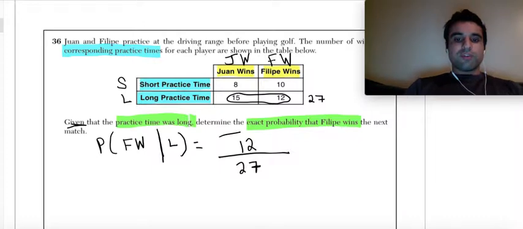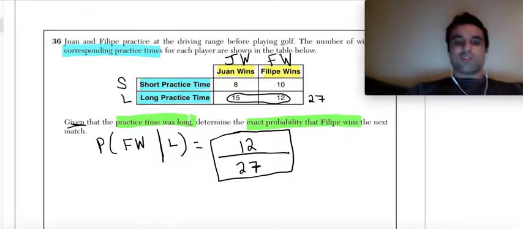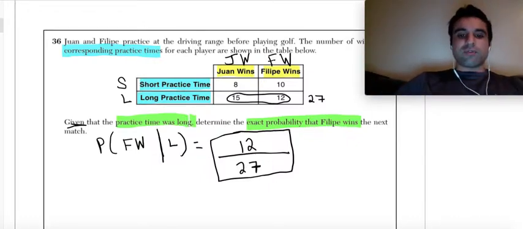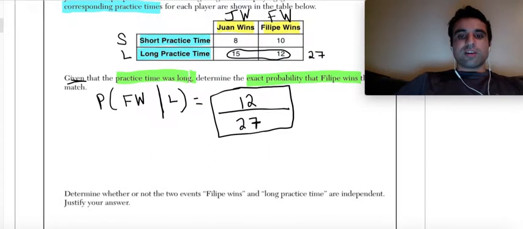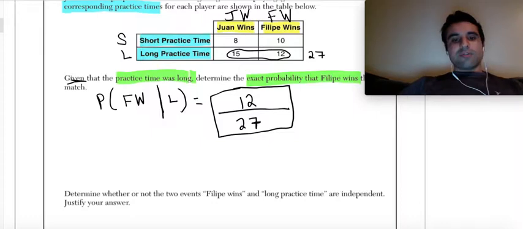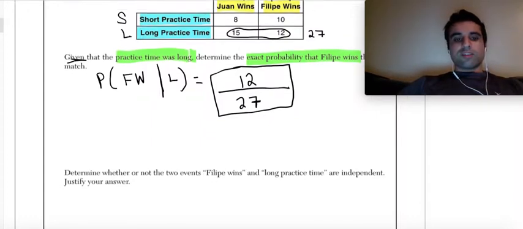Now we could have simplified the fraction, but it was not necessary. But we don't want to write it as a decimal because they didn't say to round or anything, okay? So it's 12 out of 27, which you could have simplified to get 4/9, but that was all there was to it, guys. Out of the ones that were long practice time, how many did Felipe win? 12 out of 27, okay?